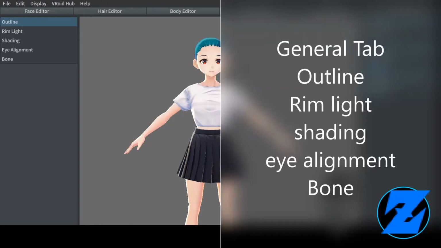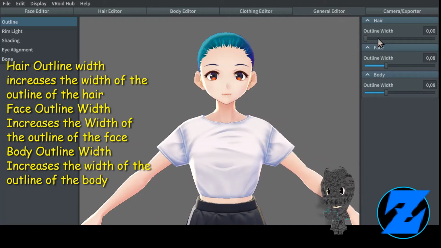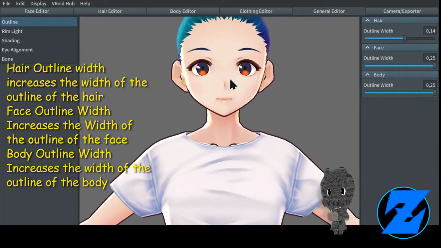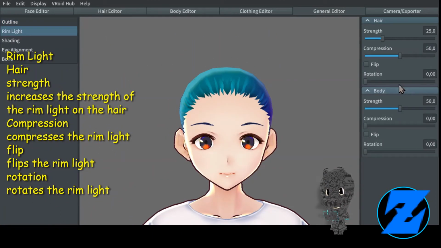General tab: outline, rim light, shading, eye alignment, bone. Hair outline width increases the width of the outline of the hair. Face outline width increases the width of the outline of the face. Body outline width increases the width of the outline of the body.